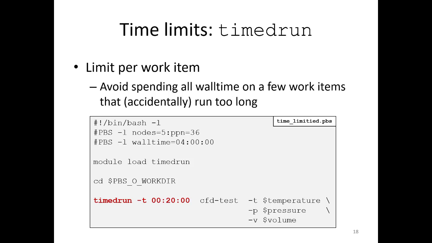For instance, one of the things which you really might want to avoid is that some work item accidentally keeps on running. For instance, you may have underestimated the time for an individual work item in certain circumstances, and you actually want to ensure that when a certain time is exceeded, that particular work item is going to be aborted. And for that you can use time to run. So in this particular example, time to run is used to limit the time for the application CFD test to 20 minutes.